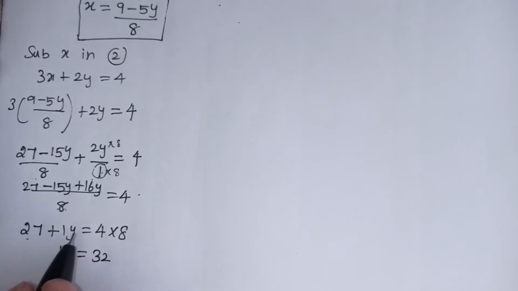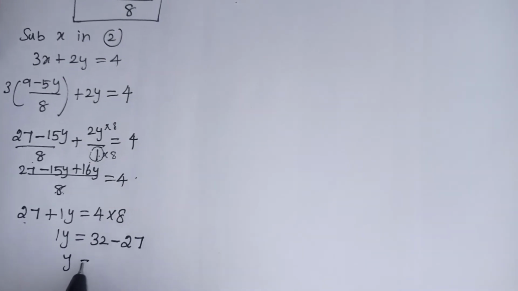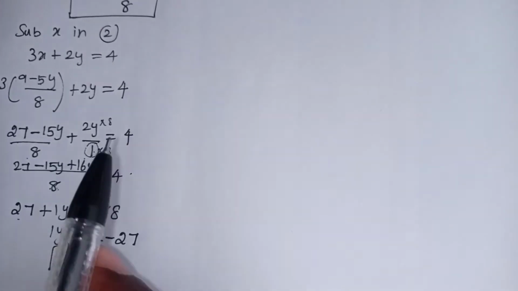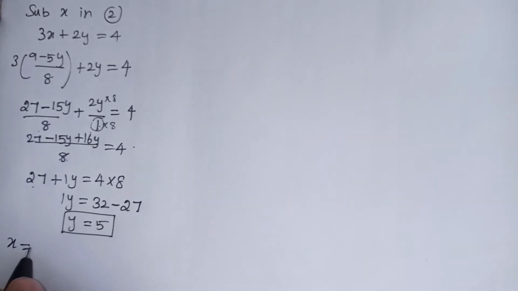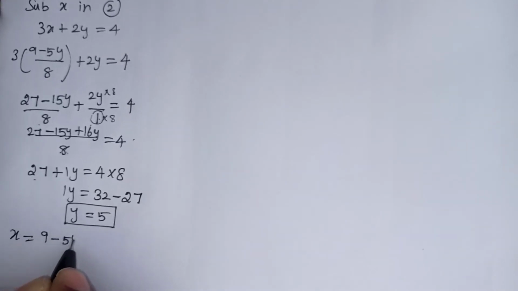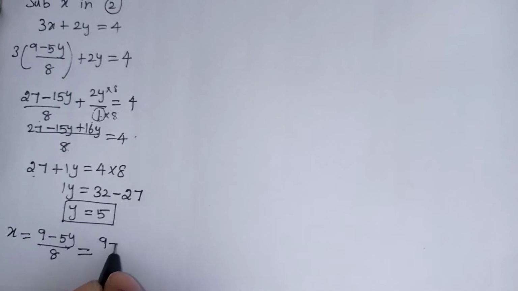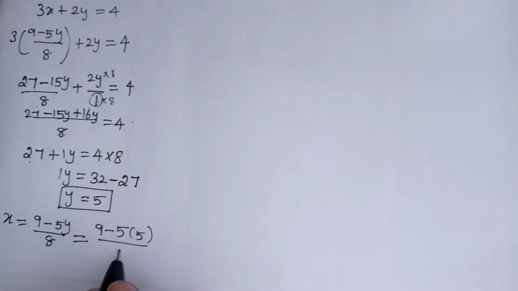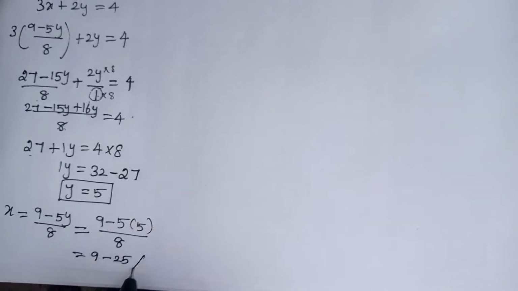This plus 27, if you bring it to the other side, that will become minus 27. So y is equal to 5. Y value we are getting 5. Y value should be substituted here. My x is equal to (9 minus 5y) by 8, that we have taken in the beginning. Now which is equal to 9 minus 5 into the y value we got, 5, by 8. So 9 minus 25 by 8 we are getting here.